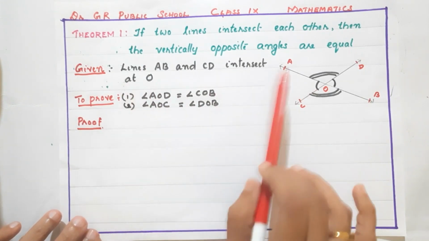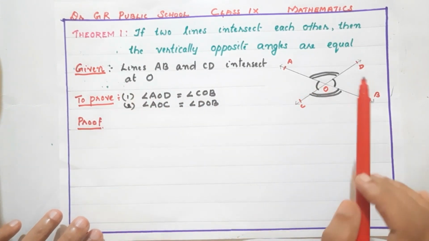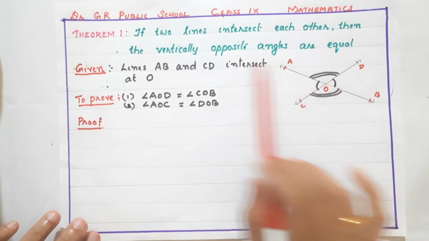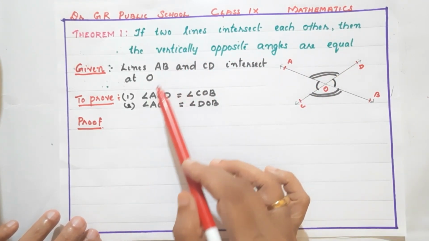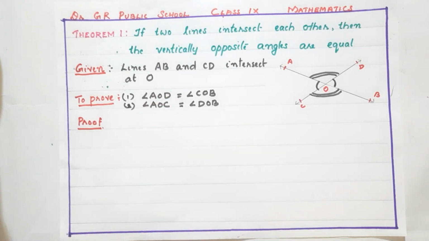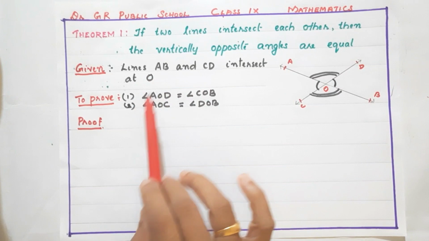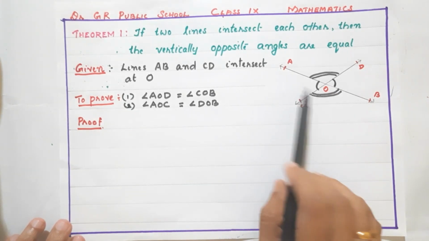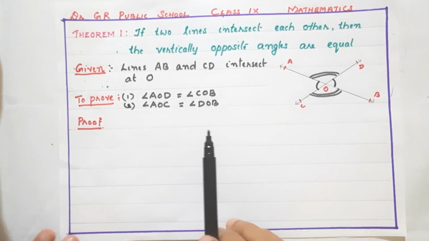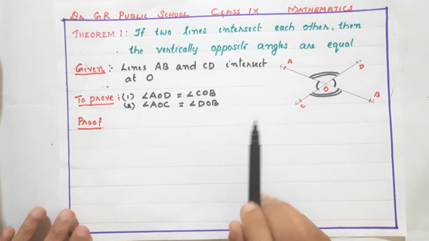So you will get half mark or 1 mark for drawing the figure according to the given question, and for collecting the data and writing what to prove. So in all the theorems you have to write like this. So next we are starting the proof. Okay. So we know the property of linear pair of angles, we are starting with that.